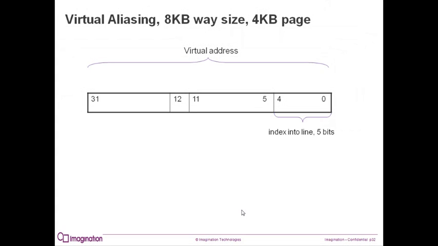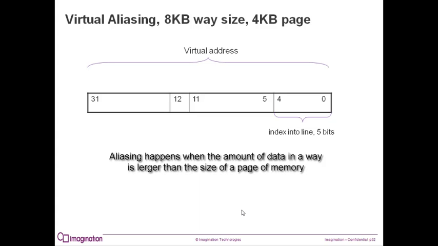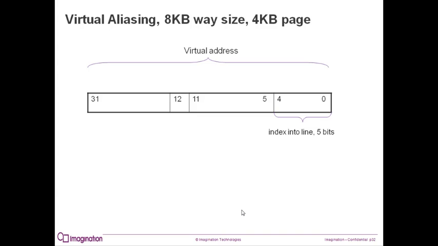Let's talk about virtual aliasing. Virtual aliasing happens when the number of sets in a way of the cache is larger than the number of sets needed for the size of a memory page. For example, let's assume a 32K cache with 4 ways and a 32-byte line size. That would mean that each way is 8K of the cache.